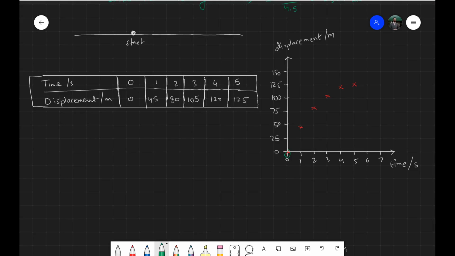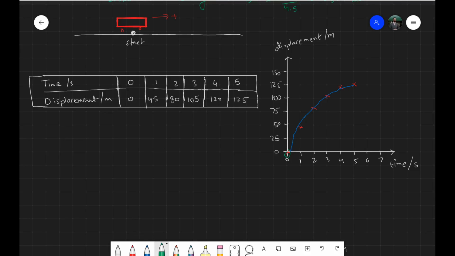Alright then, let's look at this graph. Once again, the car starts at the starting point and moves in the positive direction again. It doesn't come back. The displacement is always increasing, but you can see it increases more in the beginning and then it kind of slows down towards the end. So the graph actually looks something like this.